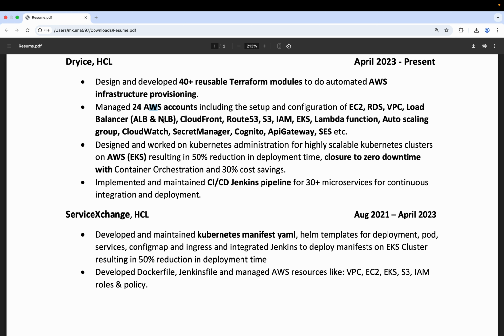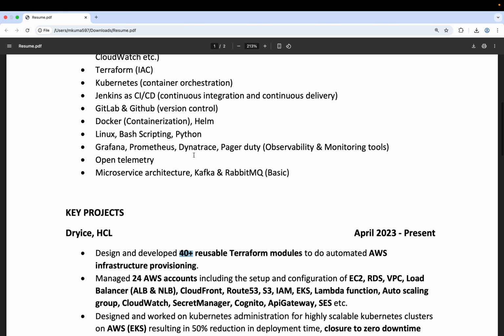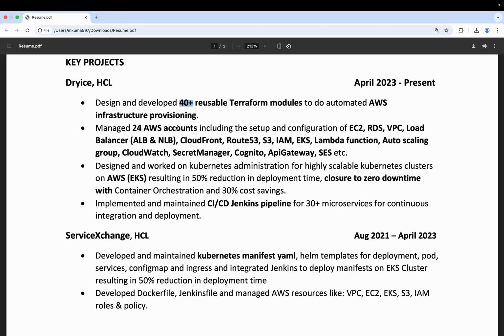So that says that you don't have only the basics, you have a hold on the things, correct? So those numbers, these are called data pointers, correct? So you are not just giving the terms only, you are mentioning them in numbers as well. It's the kind of data that I wrote 40 plus reusable modules to provision customer infrastructure. I handled 24 AWS accounts. This shows your data, correct? We always use to play with the data only, correct?